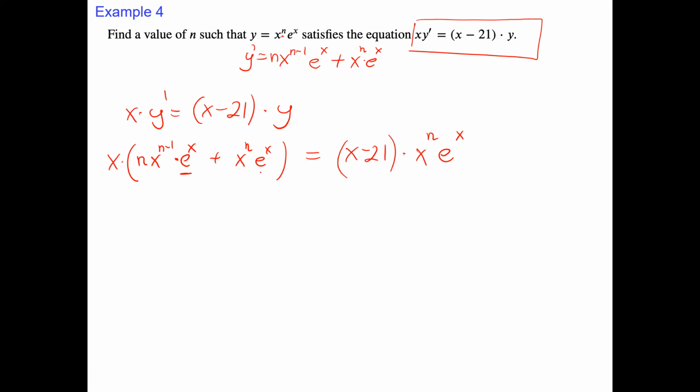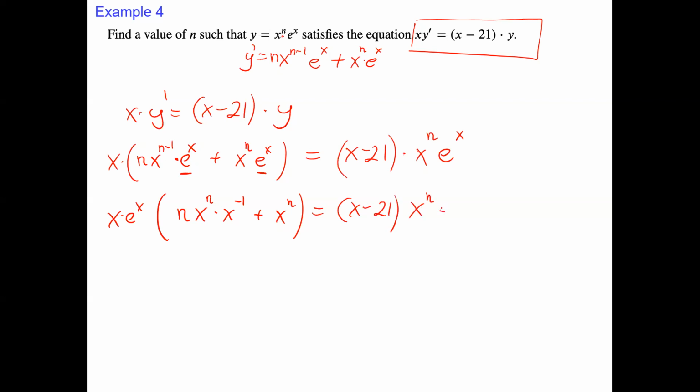Okay, I see a common factor e to the x. I will factor it out. And let's rewrite this. X to the power of n minus 1 is x to the power of n times x to the power of negative 1. And this will be x to the power of n.